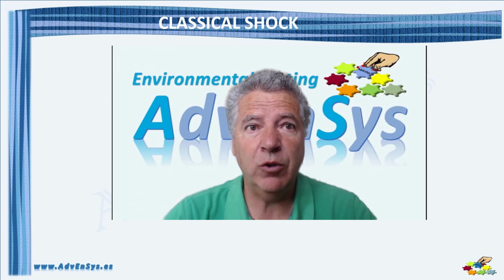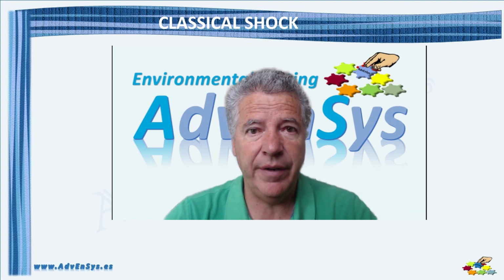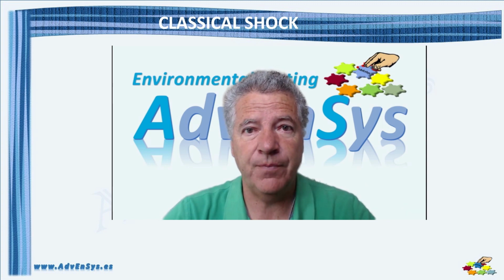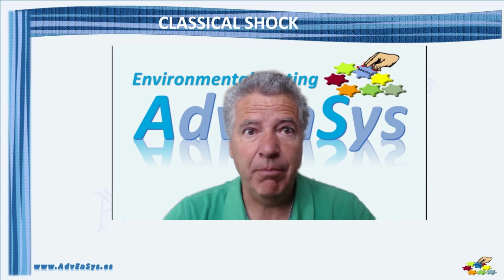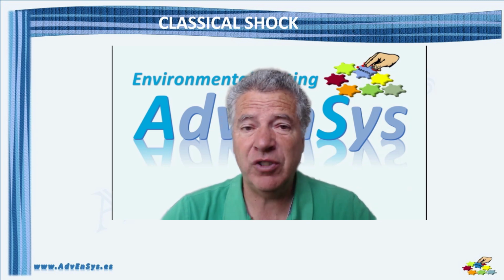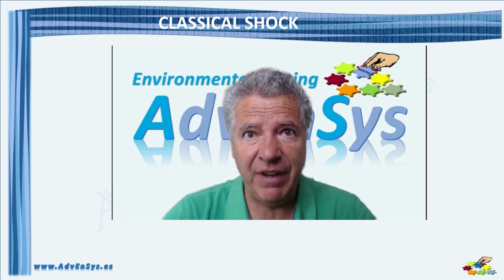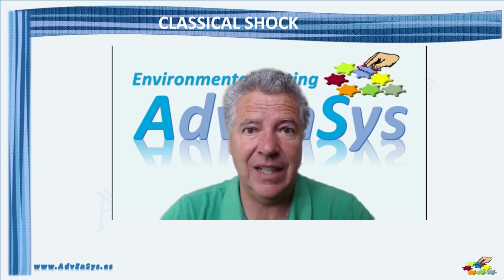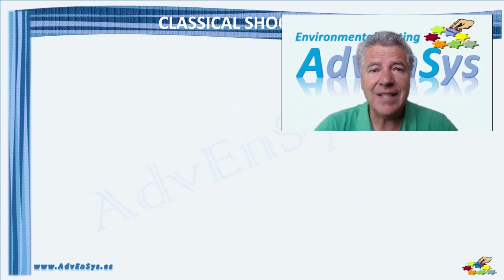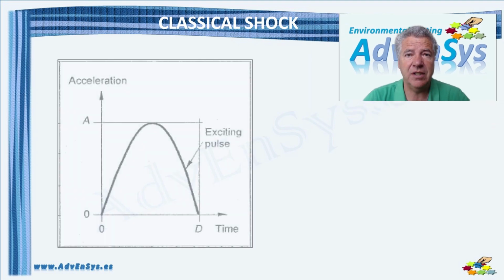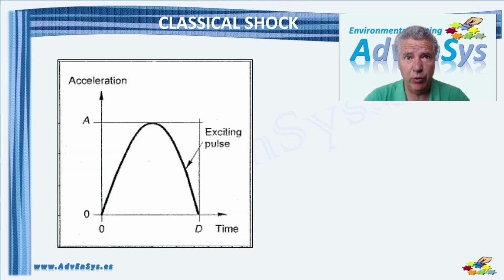Today we are going to talk about shock tests, and particularly about classical shocks. Within environmental testing, very often, together with vibration testing, we find shock tests. The most traditional type of shocks that has been defined in the standards are classical shocks. Classical shocks are defined by three parameters: the shape, the amplitude, and the duration.